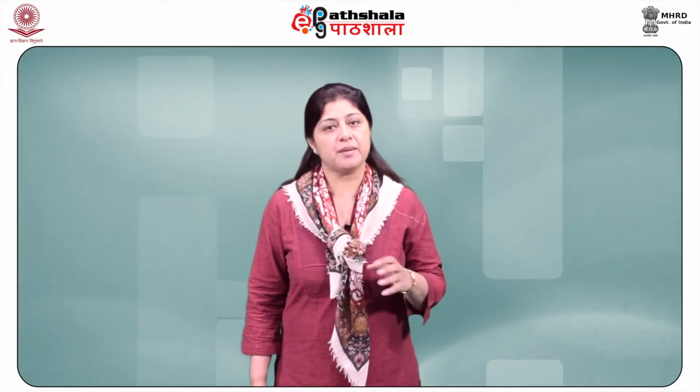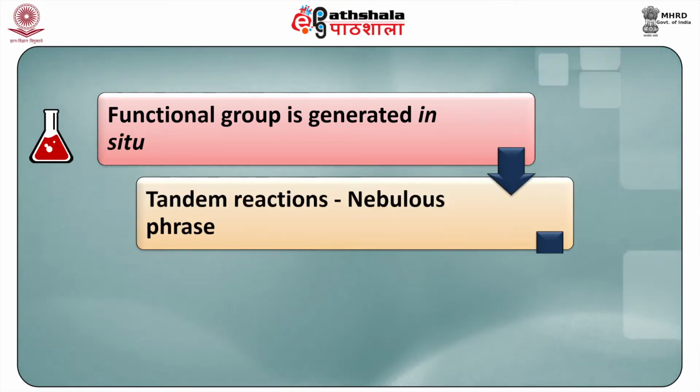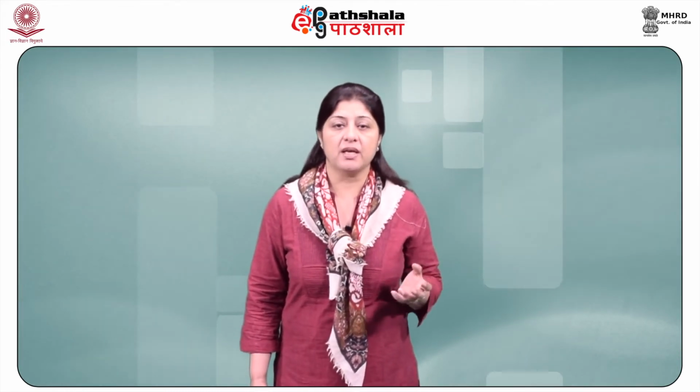This substrate contains many functional groups that take part in chemical transformations one at a time. Often, a functional group is generated in situ from a previous chemical transformation. So, tandem reactions are commonly referred to under the nebulous phrase multi-step one-pot reactions. However, the most descriptive definition is that tandem reactions are a combination of two or more reactions in a specific order, and if they involve sequential addition of reagents, the secondary reagents must be combined into the products.